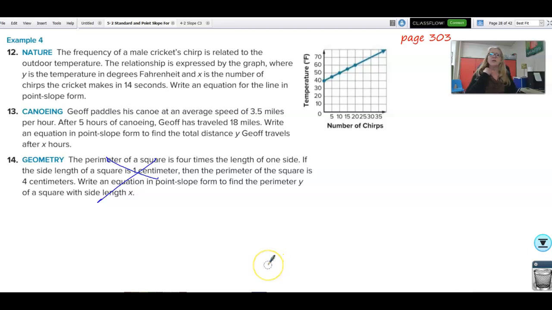Okay, number 12, the frequency of a male cricket's chirp is related to the outdoor temperature. The relationship is expressed by the graph, where y is the temperature in degrees Fahrenheit and x is the number of chirps the cricket makes in 14 seconds. Write an equation for the line in point slope form. Okay, so basically you need to find yourself a couple of points here. We'll start with the easiest one, 0, 40. I like that one.